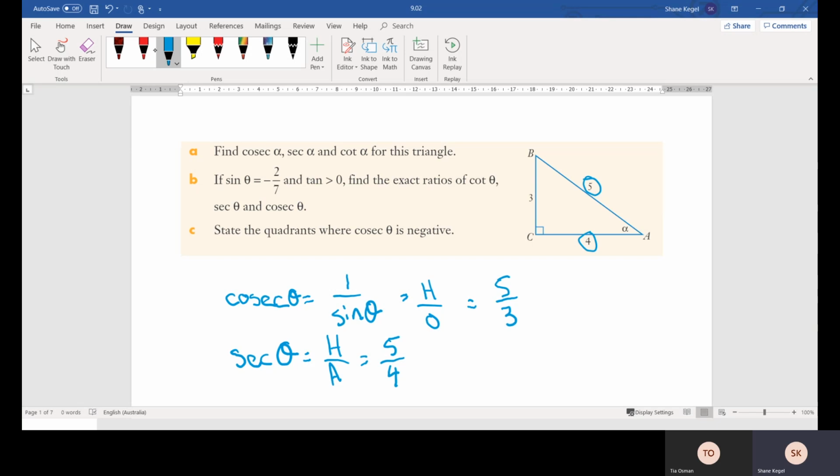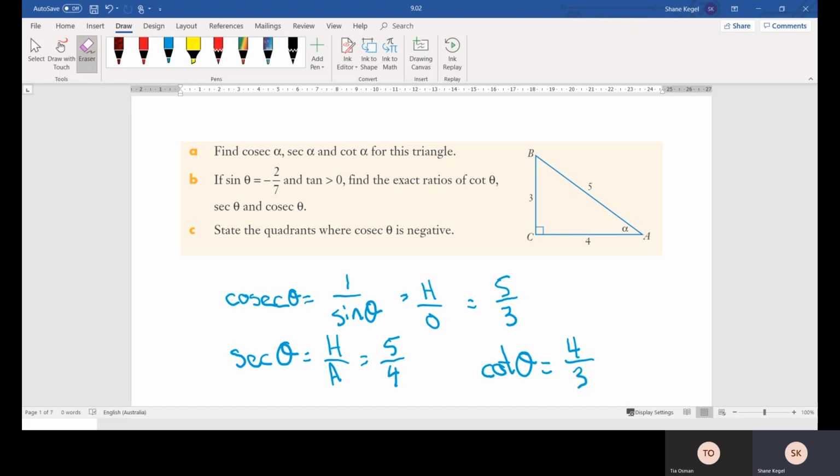And our cot, or our inverse tan ratio: tan is usually O over A, but we're inverting it, so we've got A on O, or 4 on 3. So they're quite easy given these values.